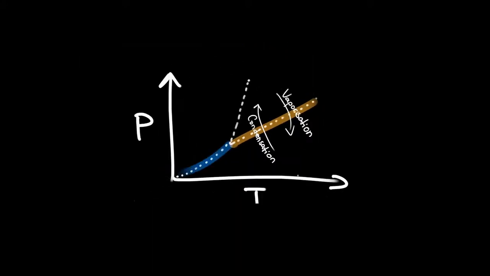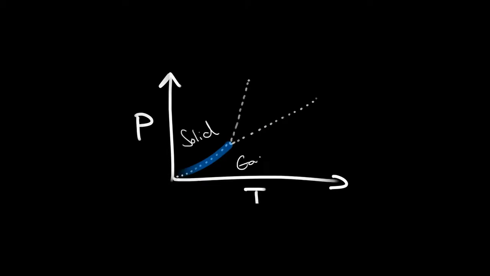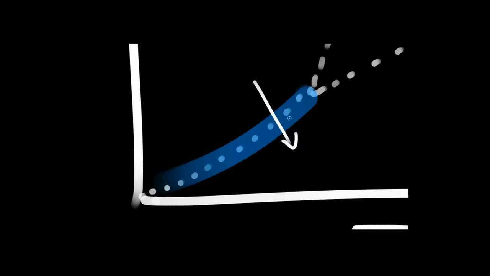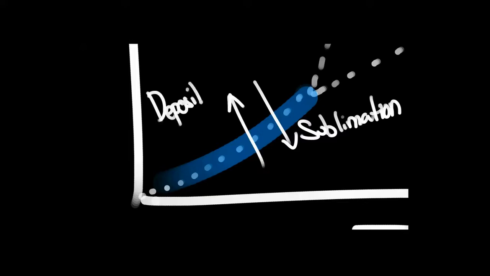The final boundary represents the equilibrium between the solid and gas phases. If a substance is solid and transitions to gas with varying temperature and/or pressure, the substance undergoes sublimation. The opposite process is called deposition.